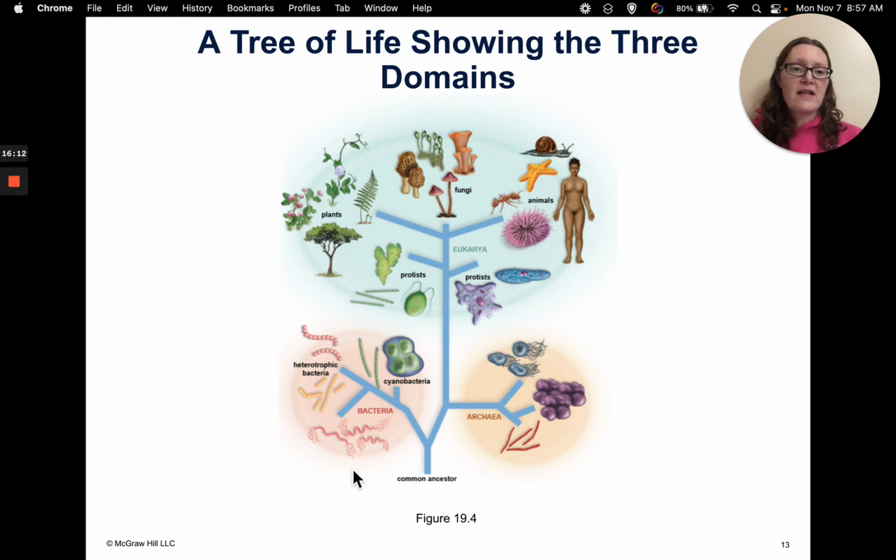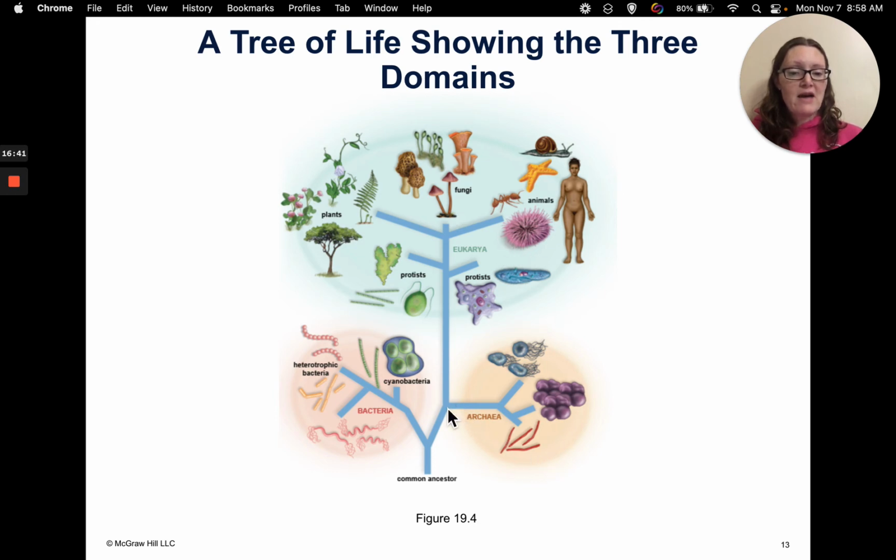Now this is a phylogenetic tree. This phylogenetic tree shows relationships. Anything closer to the trunk of the tree is more primitive, and anything out toward the branches of the tree is more evolved and more advanced. So that's kind of how you read this phylogenetic tree. Anything closer to the trunk is more primitive. Anything out toward the tips of the tree is more advanced and more evolved.